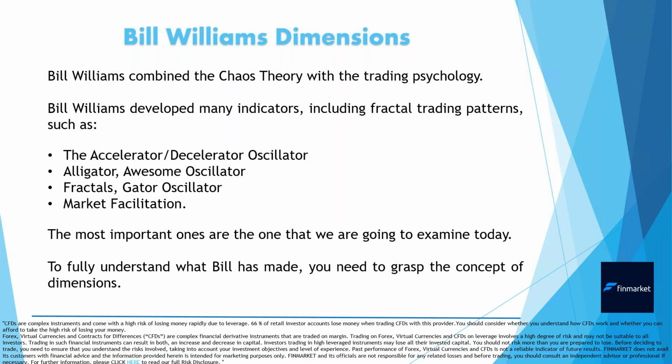Now, some of the indicators that Bill Williams created are the accelerator, decelerator, oscillator, alligator, awesome oscillator, fractals, gator oscillator, and market facilitation. The most important ones are the ones that we are going to show you today. And in order for you to fully understand what Bill Williams has made, you need to grasp the concept of dimensions, meaning that you have to understand that the market has dimensions, okay? Different levels of dimensions with different abilities.